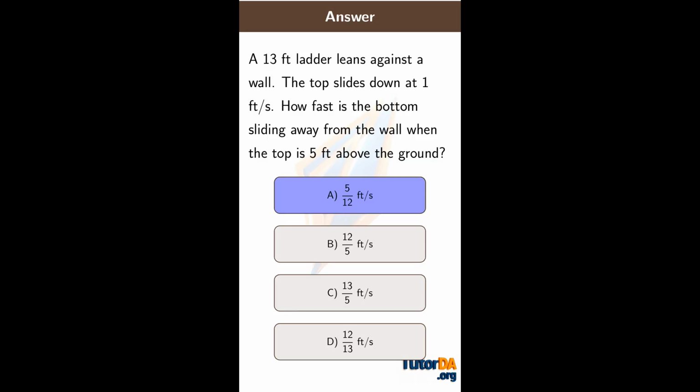A 13-foot ladder leans against a wall. The top slides down at 1 foot per second. How fast is the bottom sliding away from the wall when the top is 5 feet above the ground? Hence, the correct option is A, that is 5 over 12 feet per second.